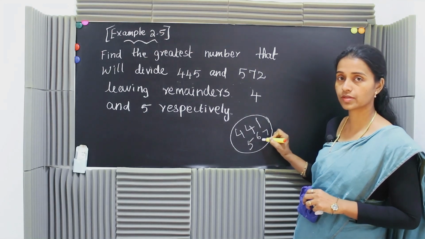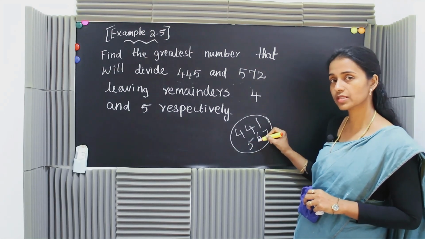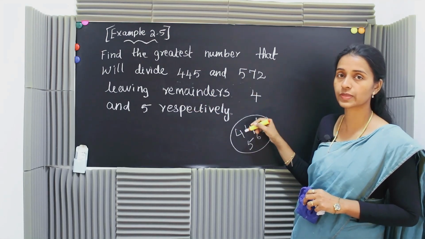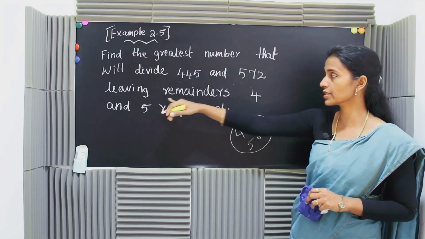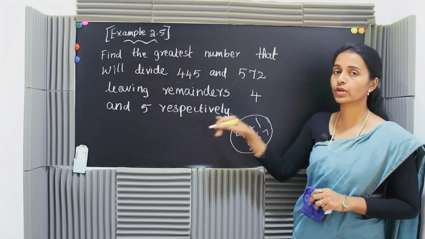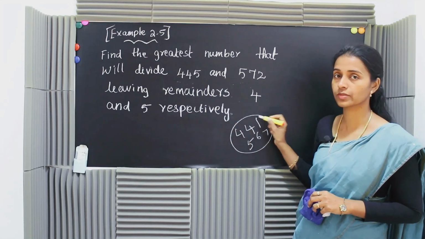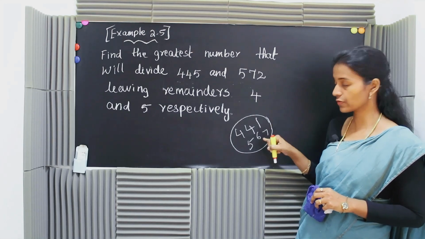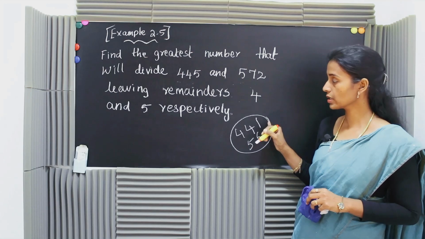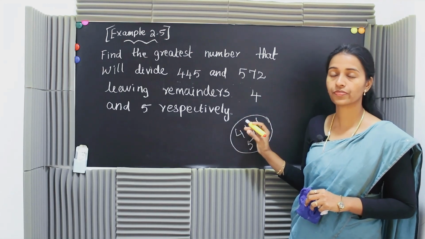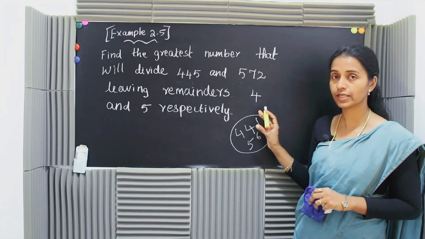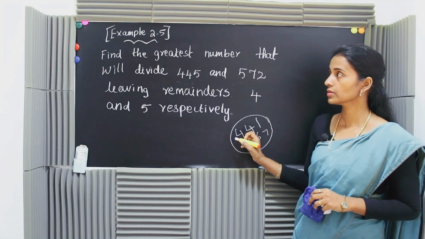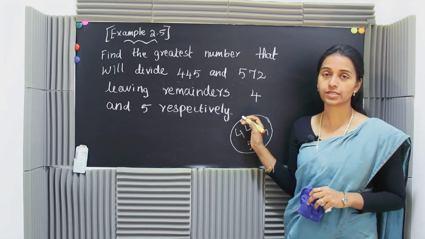This is the actual number. These numbers are not given explicitly because it is mentioning that leaving remainders 4 and 5. Okay, this is the actual number. We should find out HCF of this 441 and this 567. For this, we have to read the question carefully. Then only we'll be able to understand what we have to do. Now, we can see the solution.